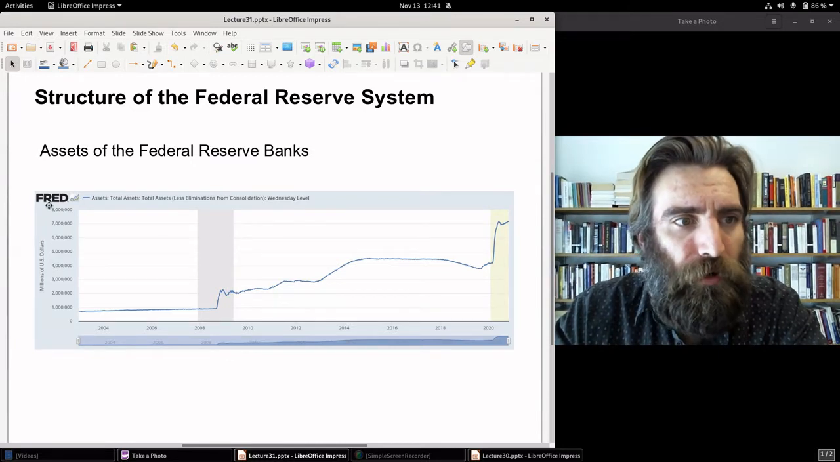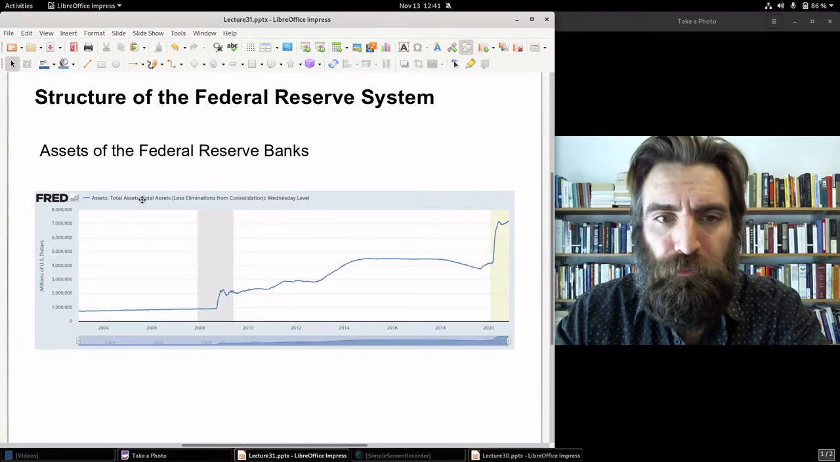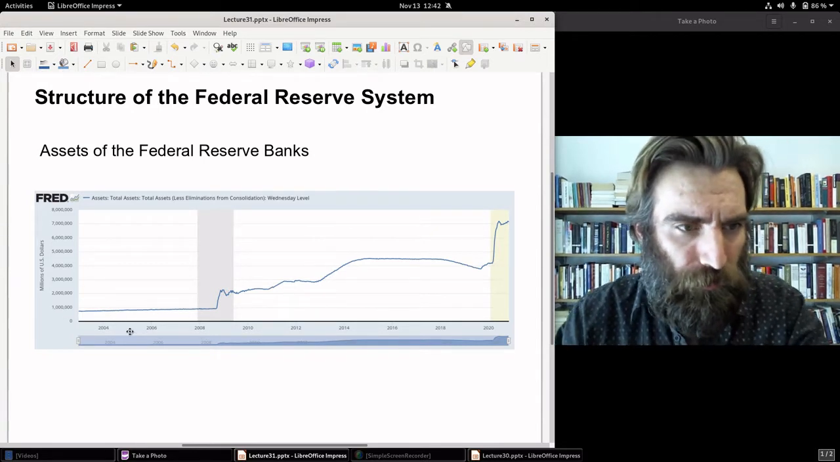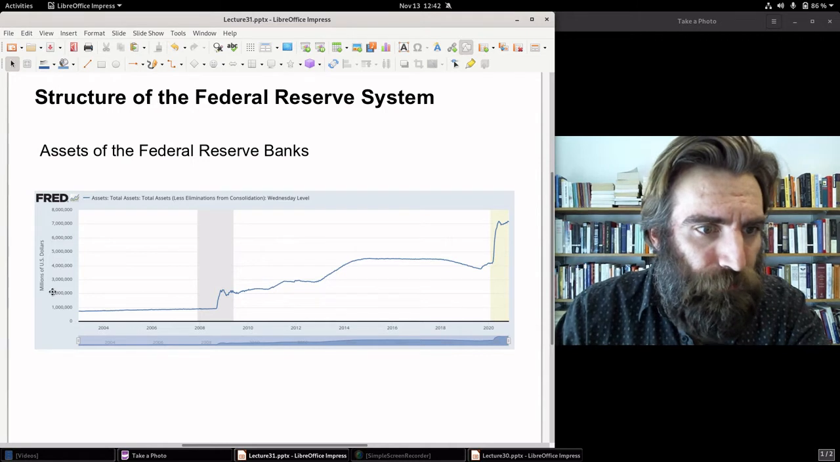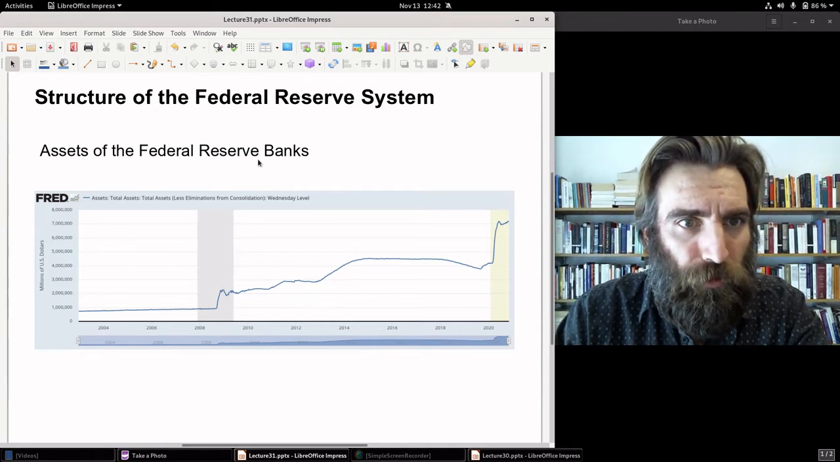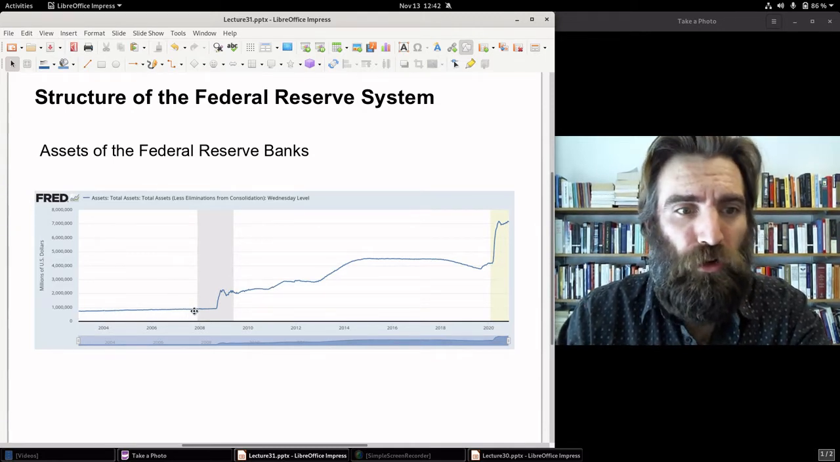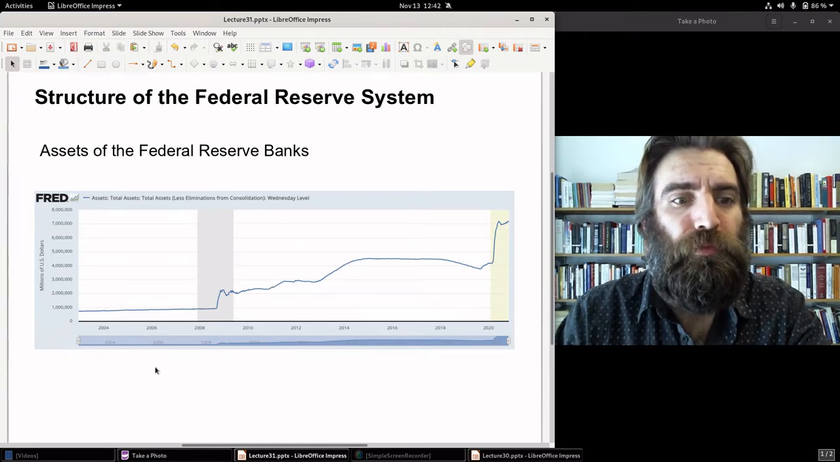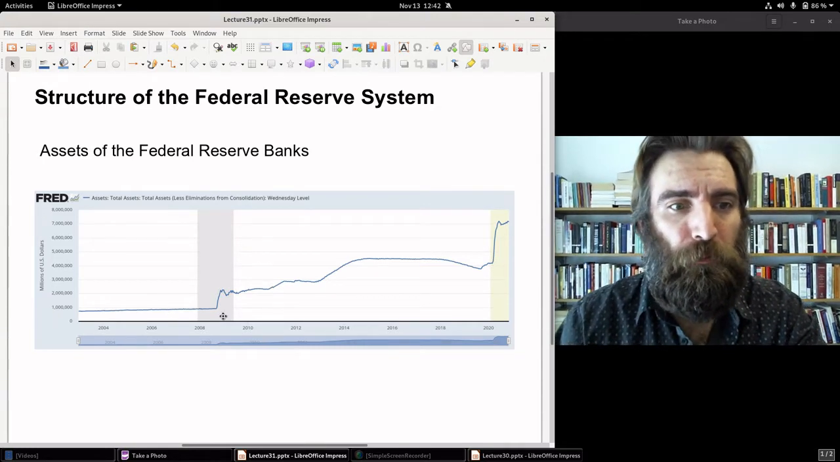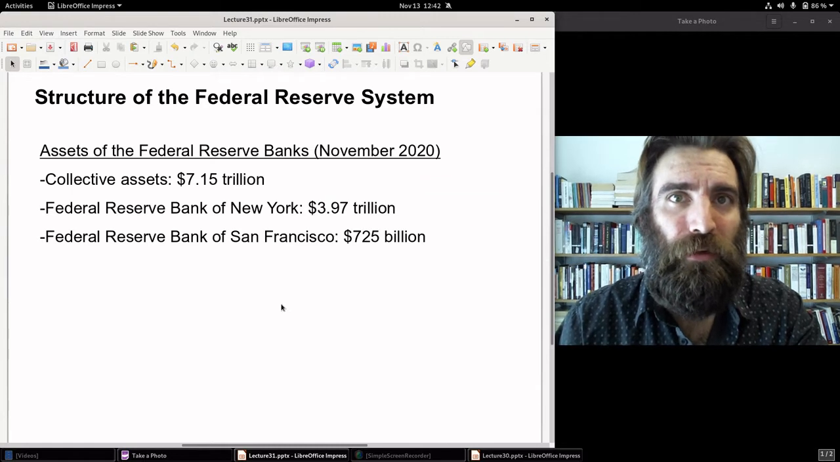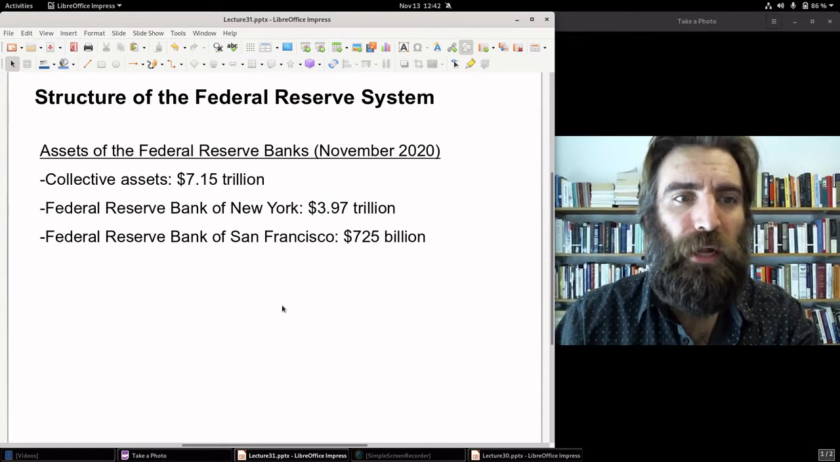Here's a graph from the Federal Reserve Bank of St. Louis. They provide a lot of good statistical graphs on their site. These are assets of the Federal Reserve banks collectively. And look at it, it's hovered around $1 trillion, actually just shy of $1 trillion, for all of the Federal Reserve banks before 2008. Okay, now it's over $7 trillion. So before 2008, the collective assets of the Federal Reserve banks were under $1 trillion.